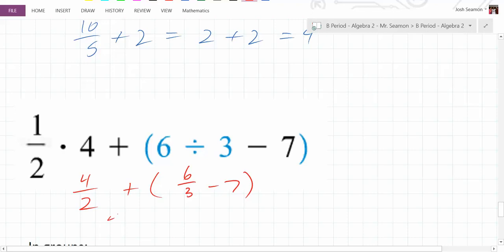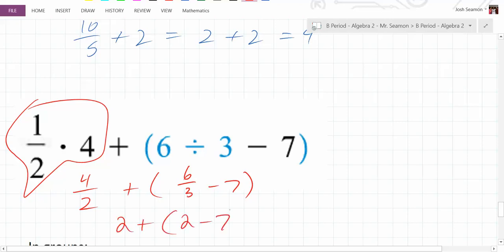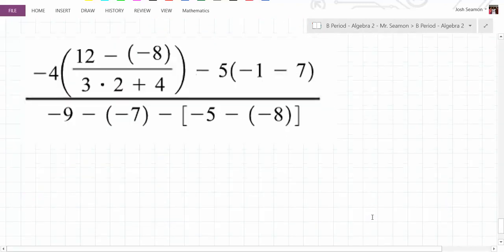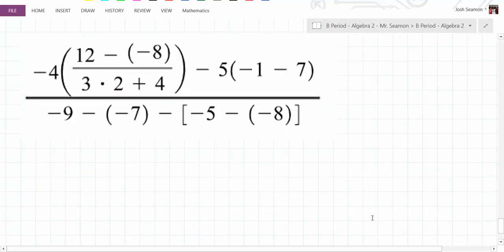How can you make the assumption that it's 4 over 2? Because 1/2 over 1. Nope, it's multiplication. Multiplying by half. Yep. So you end up with 2 plus 2 minus 7. What's 2 minus 7? So it's going to be negative 10. Negative. It's plus. Negative 3. Exactly.